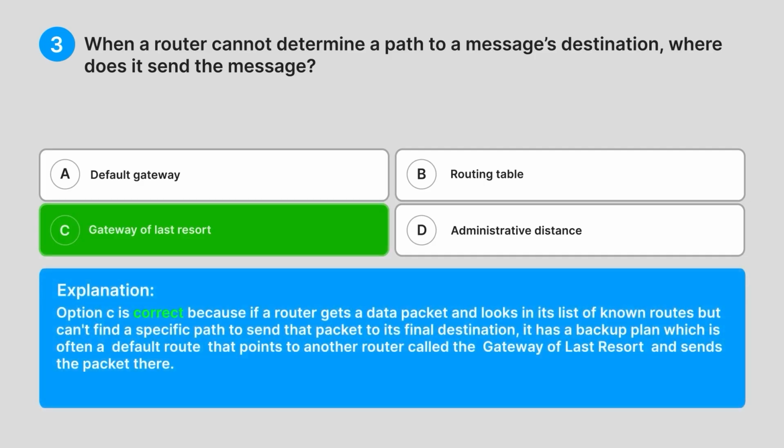Explanation: option C is correct because if a router gets a data packet and looks in its list of known routes but can't find a specific path to send that packet to its final destination, it has a backup plan, which is often a default route that points to another router called the gateway of last resort, and sends the packet there.